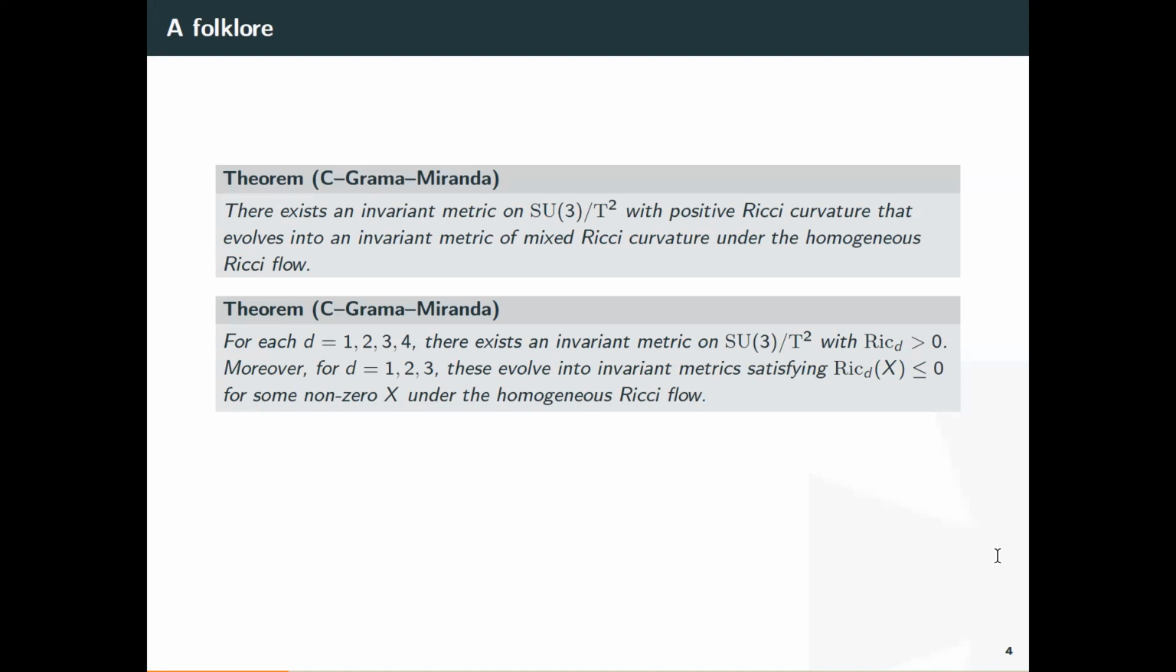And the point is that for each d that can be 1, 2, or 3, like positive sectional, or this kind of curvature that I will explain to you that has d equals 2, equals 3, we can show the existence of metrics with this curvature, positive curvature properties, but that do involve two metrics that lose this property under the homogeneous heat flow.